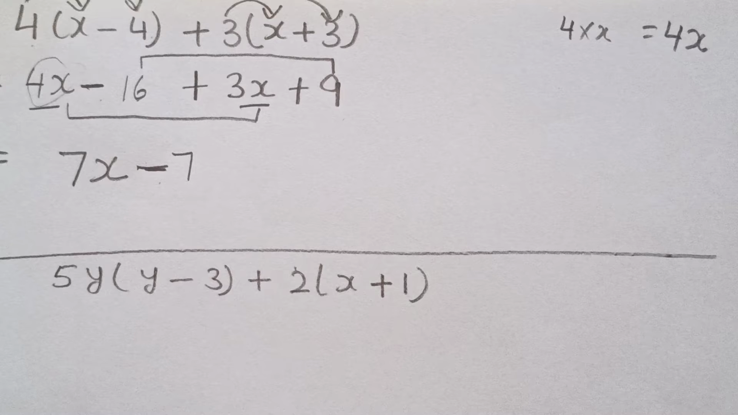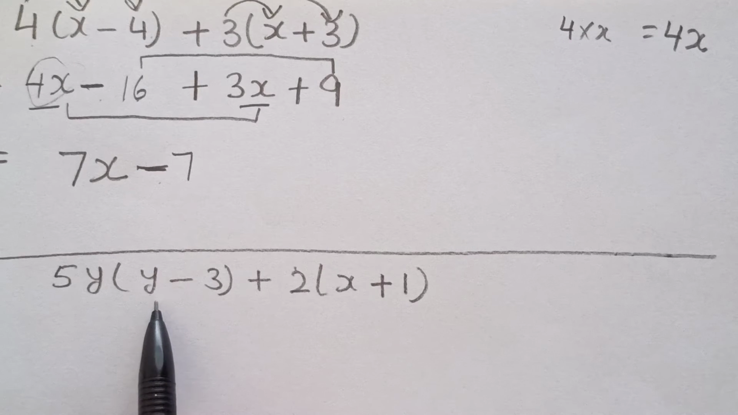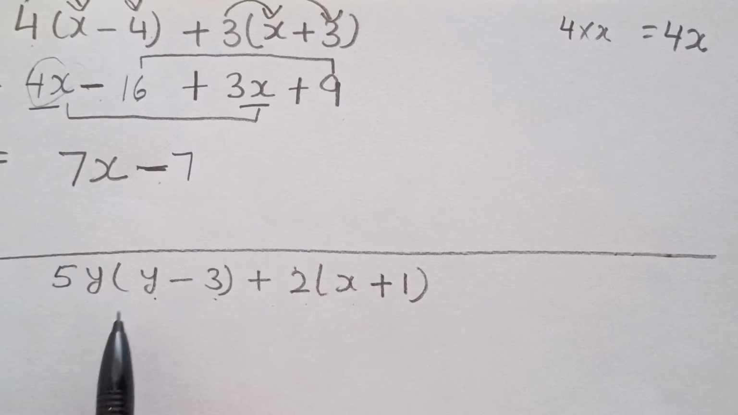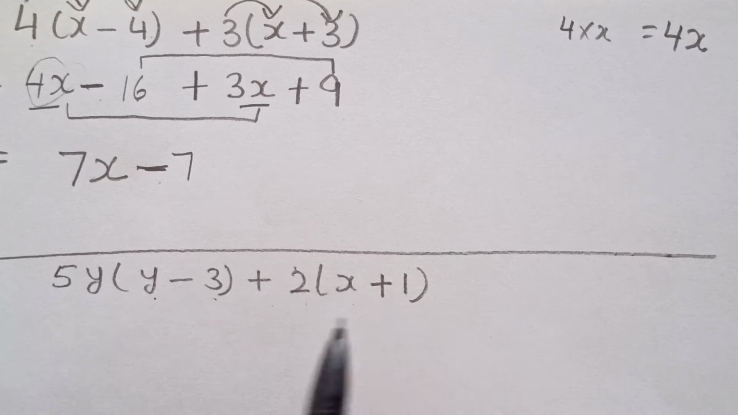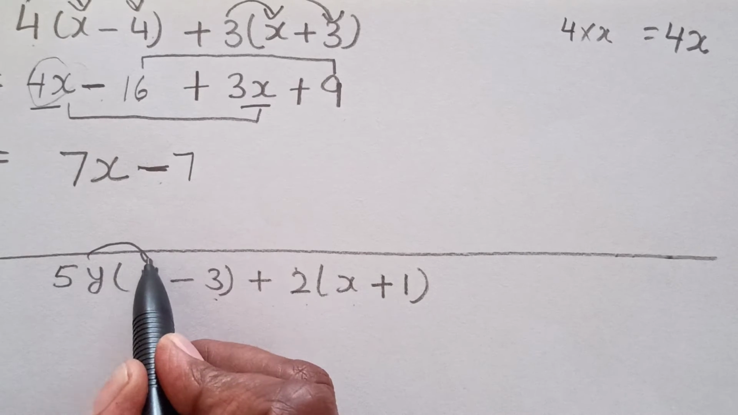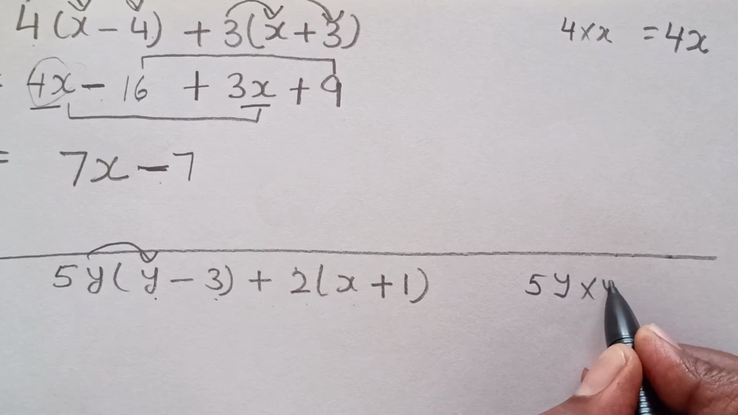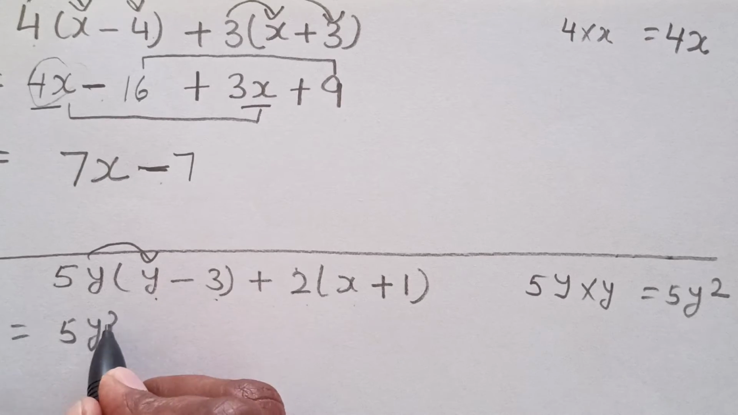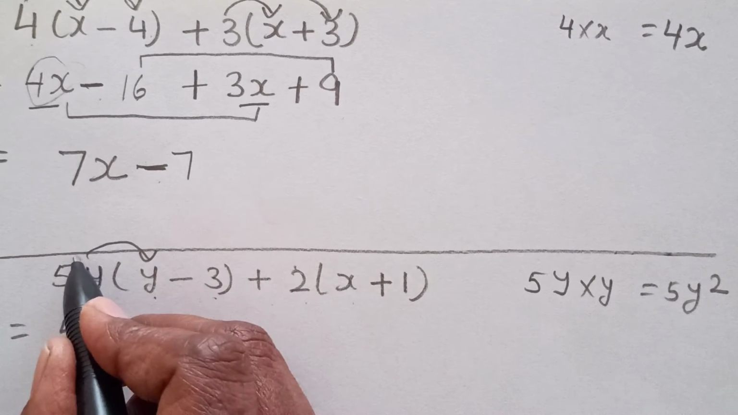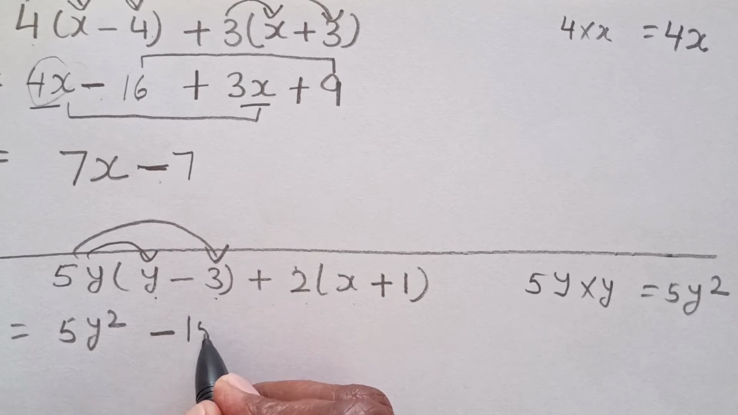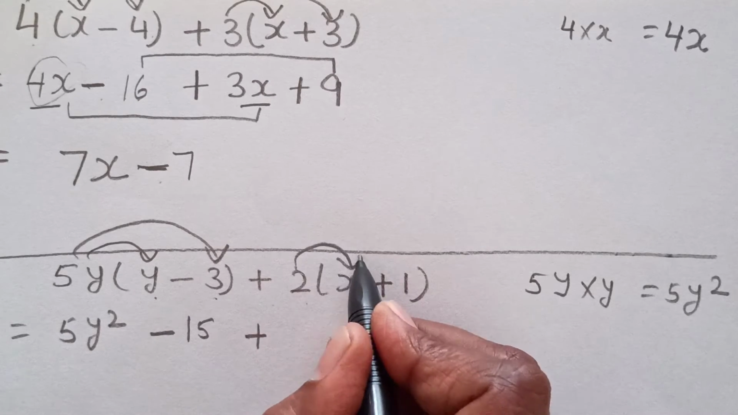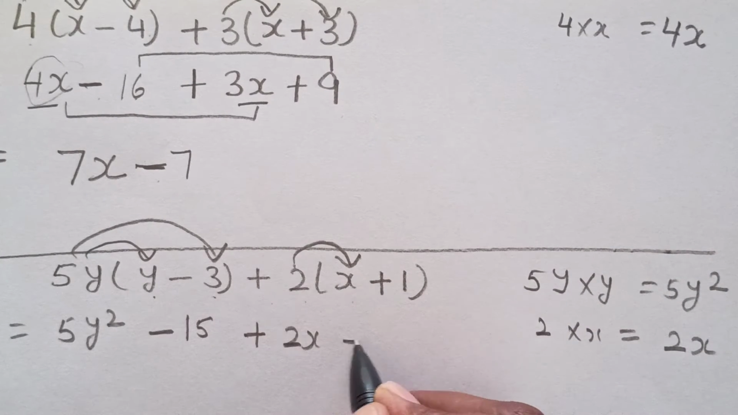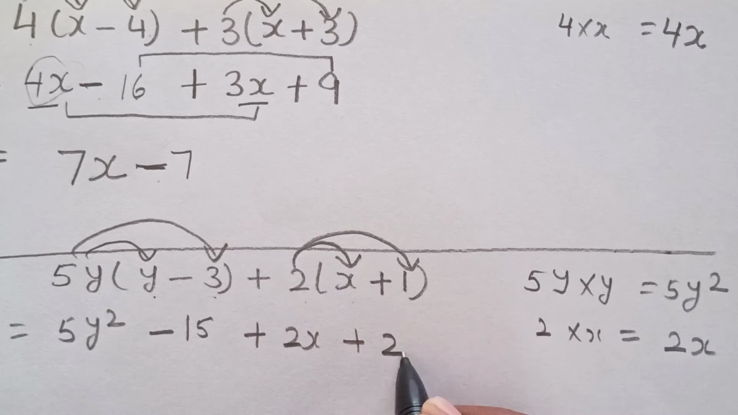Now see this expression. 5y, in bracket we have y minus 3 plus 2 in bracket again x plus 1. So we have two kind of variables here, x and y. So let's start this. 5 times y. This will be 5y squared. So here we will replace 5y squared. Then you have negative sign. Then 5 times 3 is 15 plus 2 times x will be 2x plus then 2 times 1 is 2.